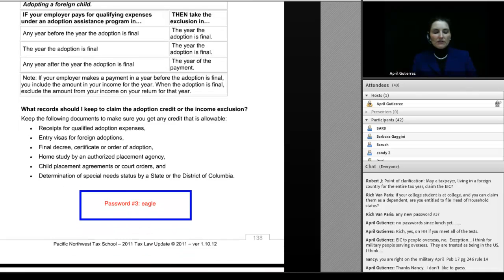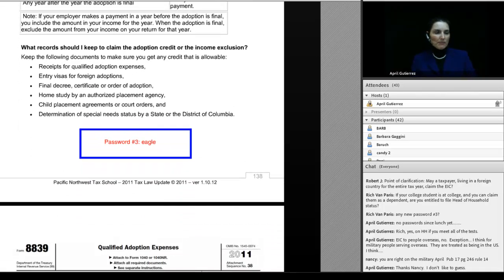There's more information in here about excluding adoption expenses that were paid by your employer from your income. I'm not going to read that to you. Let's move down to what records should I keep to claim the adoption credit or income exclusion.